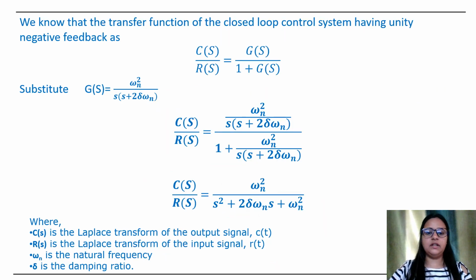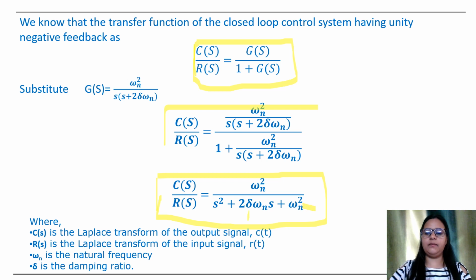Now we know that the transfer function of the closed loop control system having unity negative feedback is C(s)/R(s) = G(s)/(1 + G(s)). Now we substitute G(s) = omega_n^2 / (s(s + 2 zeta omega_n)) in this equation, from which we get the transfer function C(s)/R(s) = omega_n^2 / (s^2 + 2 zeta omega_n s + omega_n^2), where omega_n is the natural frequency and zeta is the damping ratio.